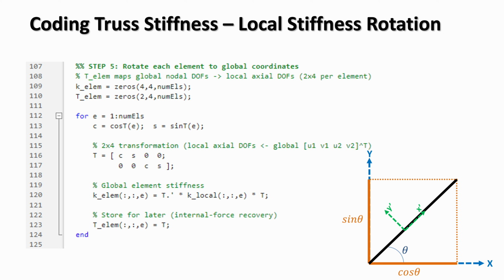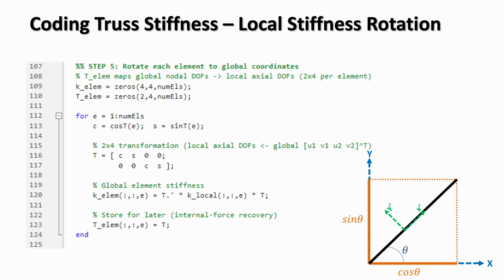So, as we said, now that we have the local stiffness matrix for each element, the next step is to rotate it into the global coordinate system. This is essential because each truss element is defined in its own local axes, as we said, along the member, but the structure as a whole is assembled in the global xy coordinates. So to do this, we use the transformation matrix T, which is built from the direction cosines we calculated earlier. For a truss element, this matrix maps the global nodal displacements u1, v1, u2, v2 into the local axial displacements at each end of the element. The matrix T uses cos theta and sin theta to resolve global displacements into the local axis of the member.